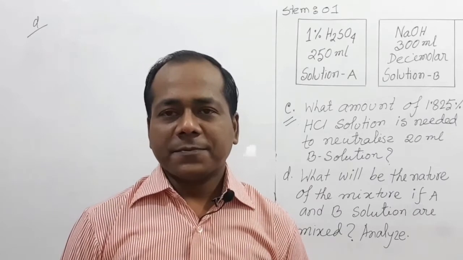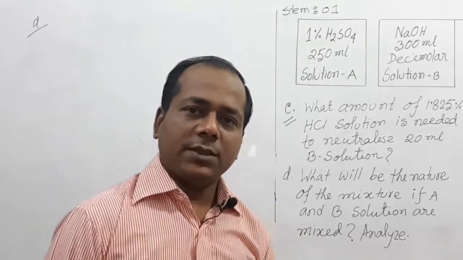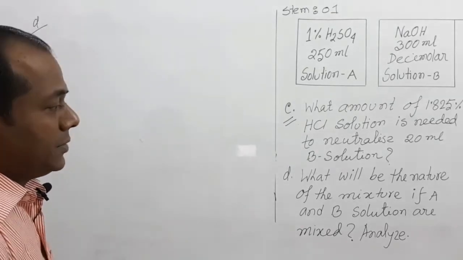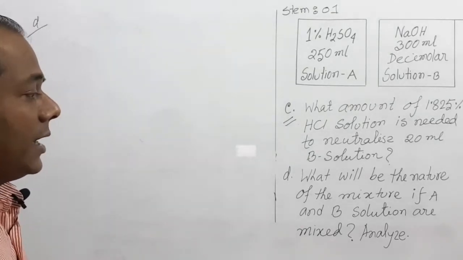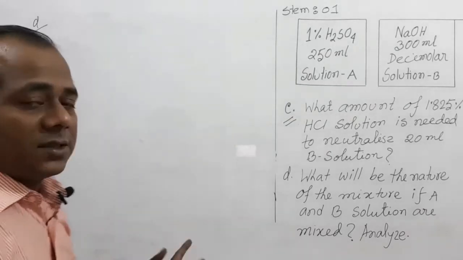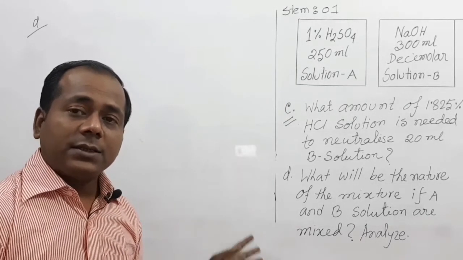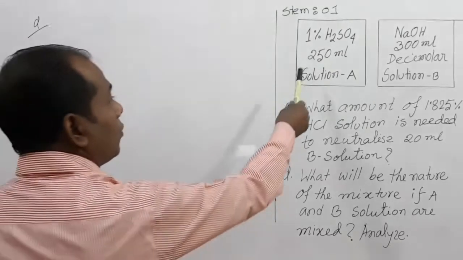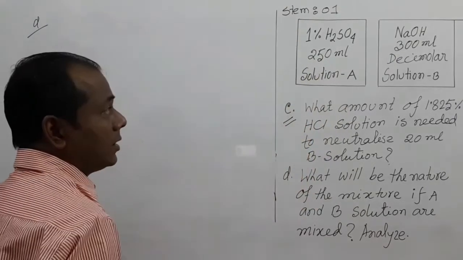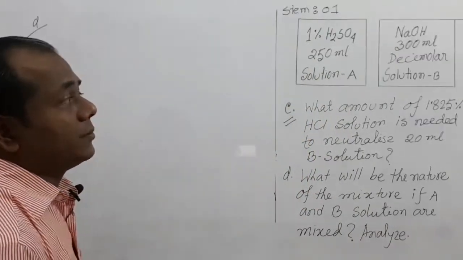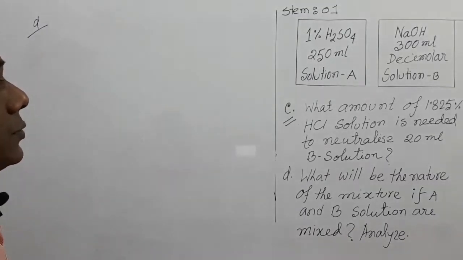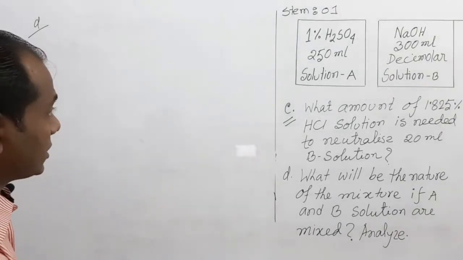My dear students, our next question is question number D. What will be the nature of the mixture if A and B solution are mixed together? Analyze this mathematically. Here given 1% sulfuric acid, 250 ml, and sodium hydroxide, 300 ml, decimolar solution. To solve this question, at first we have to know the molarity of sulfuric acid, that means the molar concentration of sulfuric acid.